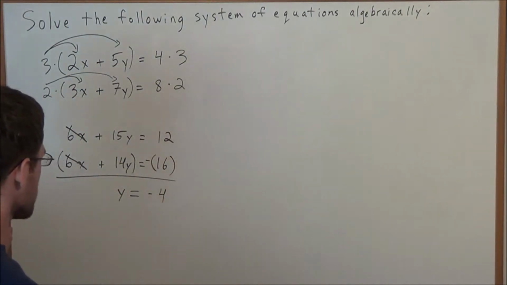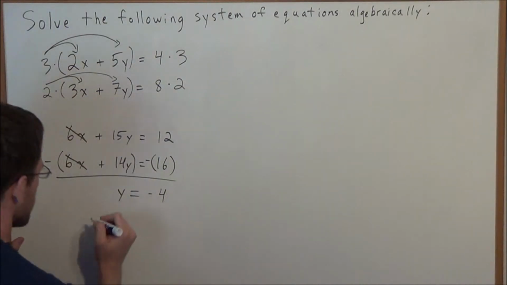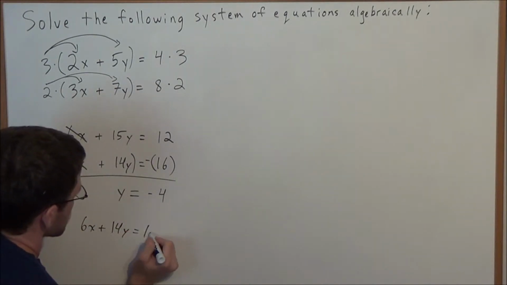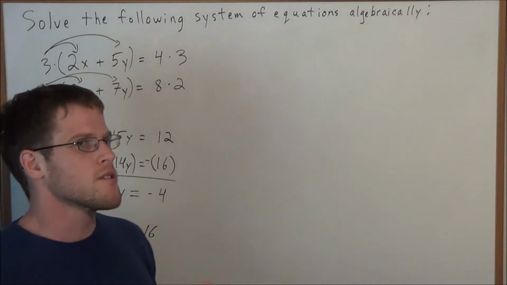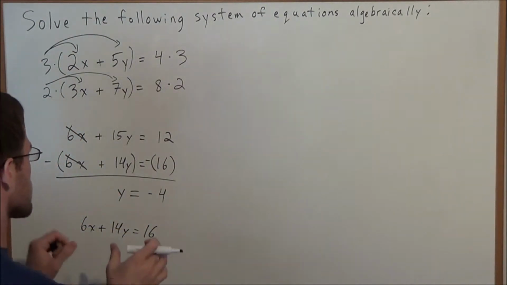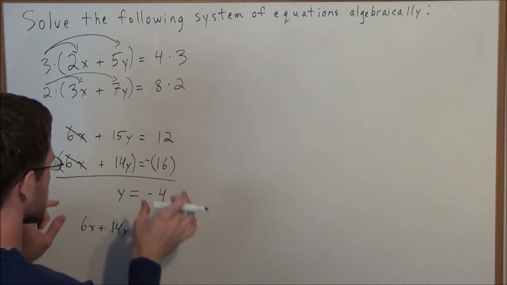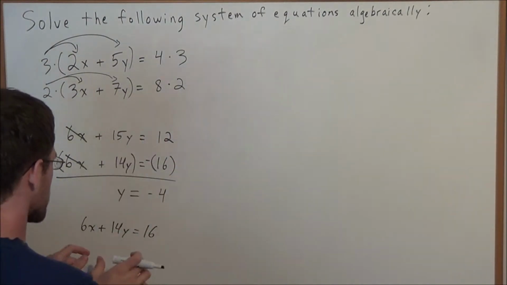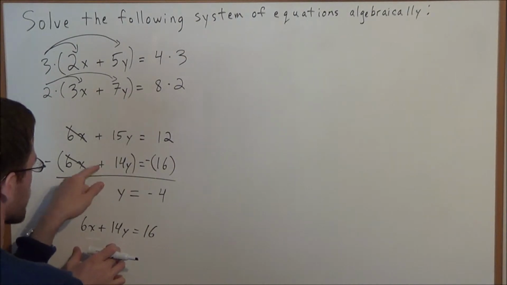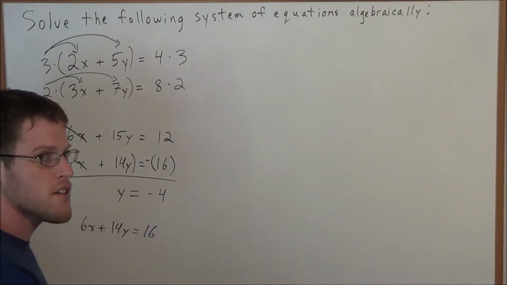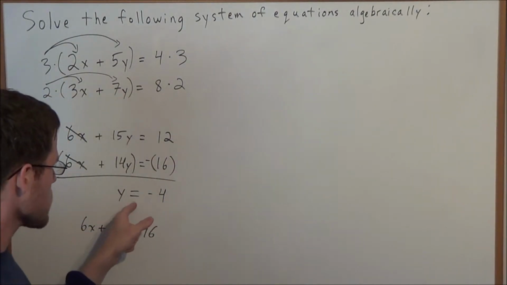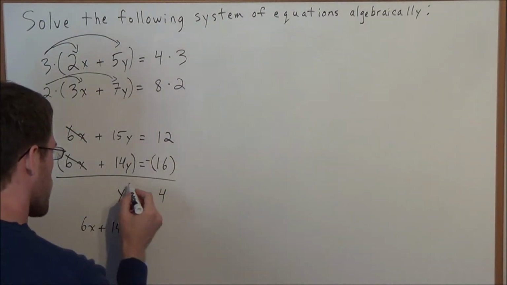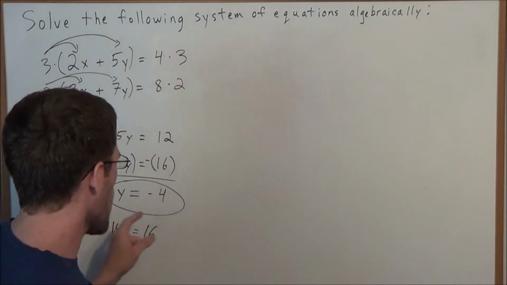And now the reason why we could do this, remember, we just generated 6x plus 14y equals 16. One of the fundamental concepts in algebra is that as long as we do the same thing to both sides of an equation, we do not change the equality between both sides. So subtracting 6x plus 14y from one side and subtracting 16 from the other side doesn't change the equal sign because these two terms are equal. So now we have one part of our solution. We have y equals negative 4.